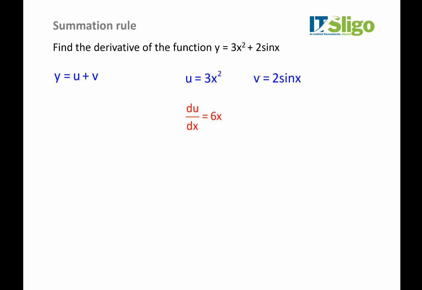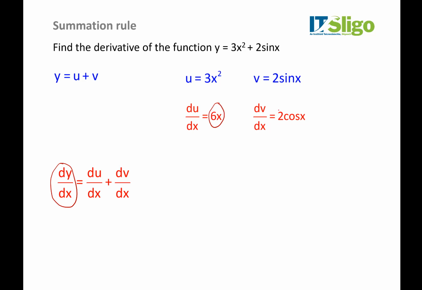Similarly here, we're calling the second term v. Again, when we find dv/dx, any constant stays, and then as we saw from the previous slide, when we differentiate sine x, we get cos x. And now the rule simply states our overall derivative is the sum of these. So we just add these terms. Because there's a plus sign in here, we add them here.